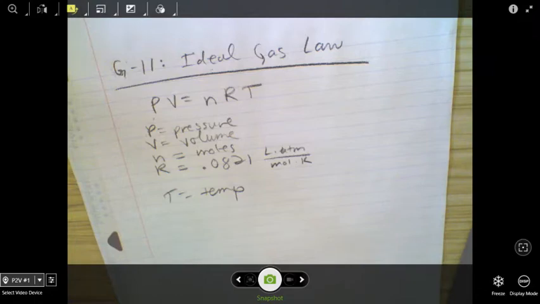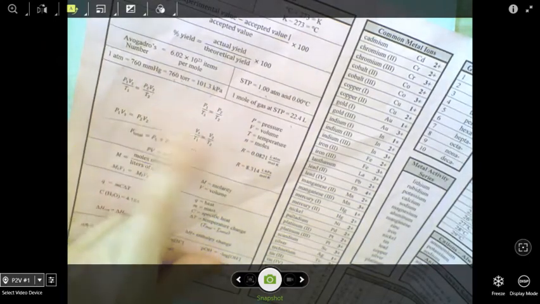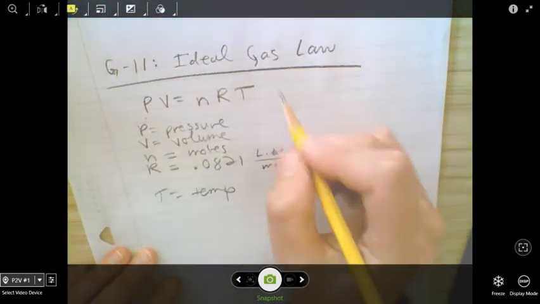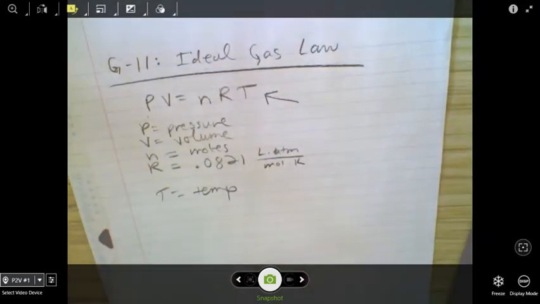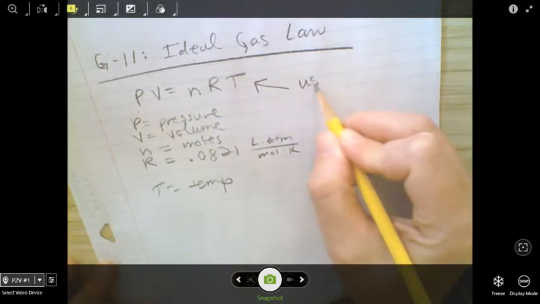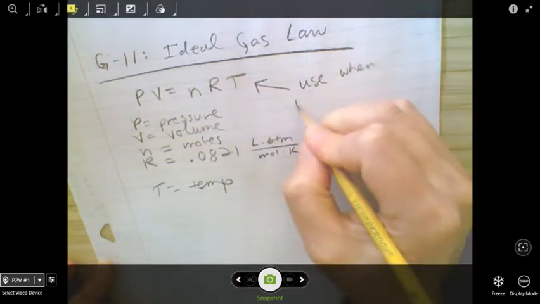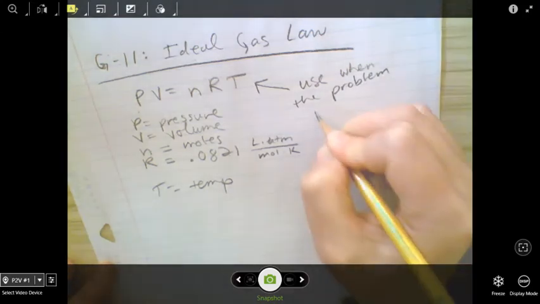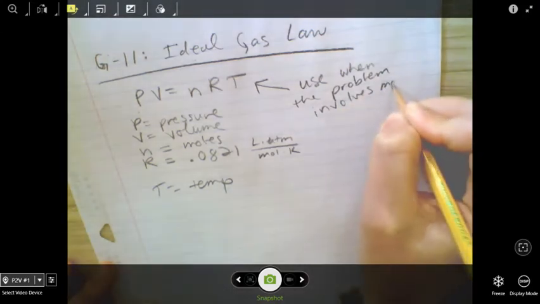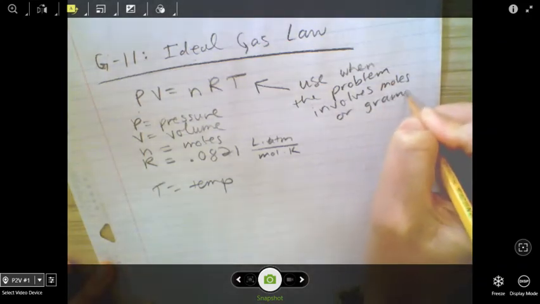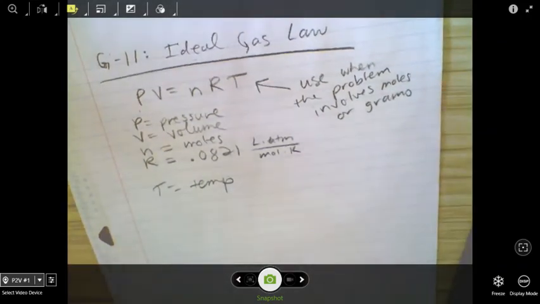This is the only formula that we're using that involves moles. I know we've talked about moles being n before, but notice all these other ones don't involve moles. So this is a big hint, because one of the hardest parts on this test is knowing which formula to use because there's so many formulas. A big hint is that you use this when the problem involves moles or grams, because you can easily convert between grams and moles. So if they say anything about grams or moles, this is the formula they're probably talking about.